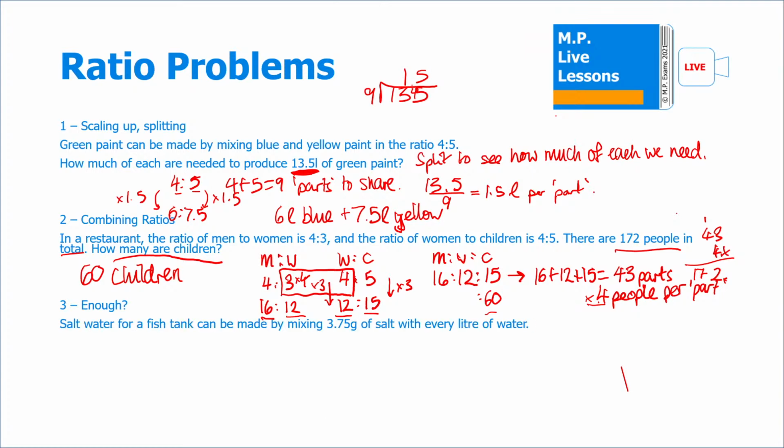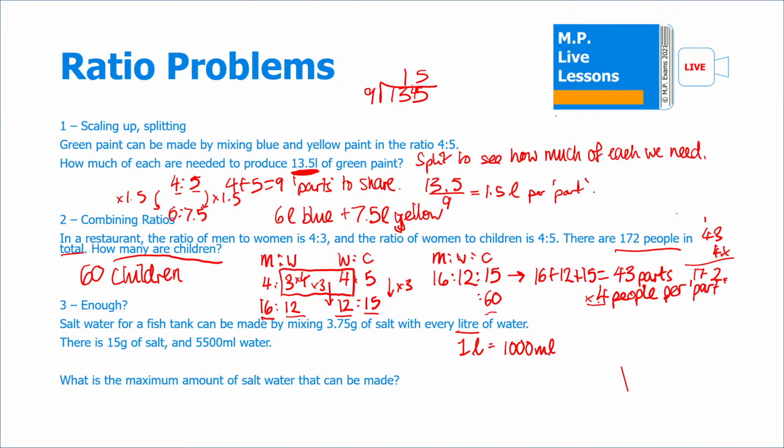So let's say we want to make salt water for a fish tank. To make the perfect salt water for our fish, we mix in 3.75 grams of salt for every litre of water. Now, there's 15 grams of salt and 5,500 milliliters of water. Just before we do anything, we need to convert this litre into milliliters. So 1 litre, it's a very easy conversion, is 1,000 milliliters of water.